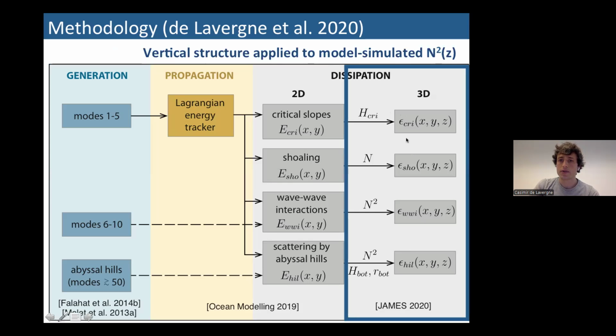Now, these vertical structures of dissipation often depend on N, the buoyancy frequency. And this is now going to be interactive when you use this parameterization in a GCM. So the vertical structure is applied to the model simulated N squared. I won't say much more here, but essentially we end up with these 4 contributions to turbulence production, which we sum in the model, and we finally deduce the diffusivity from this turbulence production.